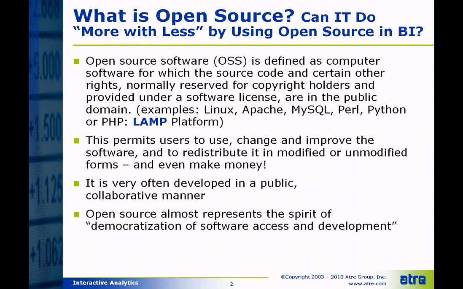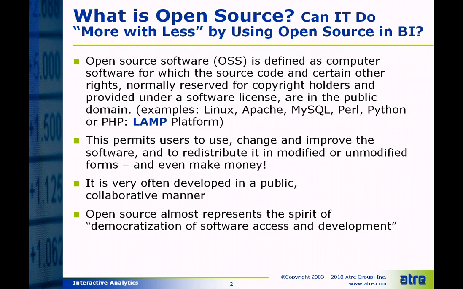So if you are a very beginner for OSS, I think you should stick with something which is used quite frequently, which is the LAMP platform. And then you can venture into some other territories. But you should not try to do too many adventures at the same time. So this OSS permits users to use, change, and improve the software and redistribute it in modified or unmodified forms and even make money. If you take a look at Actuate's yearly report, they have made a decent amount of money on open source. So it's very often developed in a public collaborative way.